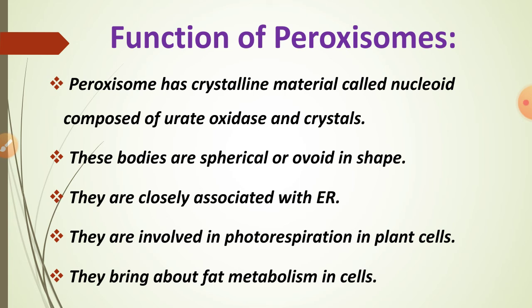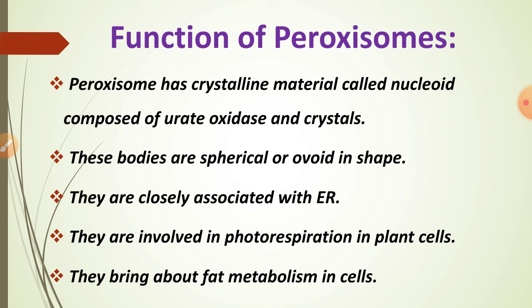So its shape is spherical and oval. The size of this peroxisome is 0.5 to 100 micrometer and it is associated with endoplasmic reticulum. They perform photorespiration in plant cell and peroxisome helps in fat metabolism. So fat metabolism means the process of breakdown of indigested fat into fatty acid.